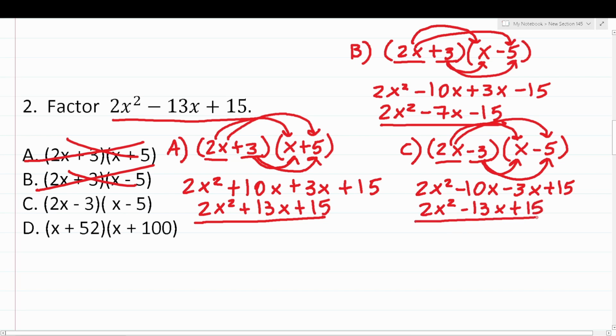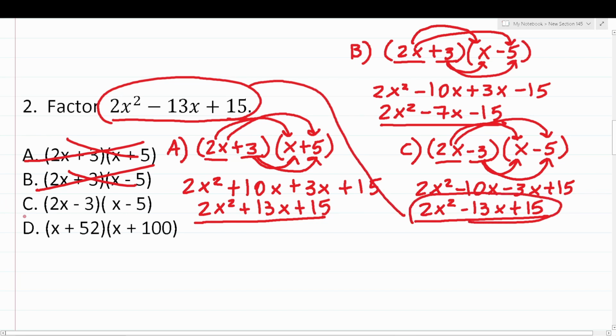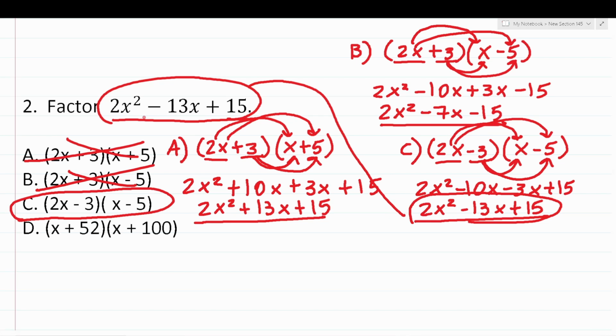Well, does this match what we have here? We have 2x squared here, 2x squared here, minus 13x, minus 13x, plus 15, plus 15. So this, as you can see, matches this. And because of that, I know that 2x minus 3 times x minus 5 are the factors of 2x squared minus 13x plus 15. As you just saw, I did not have to factor in order to figure that out. And I am done with this one.